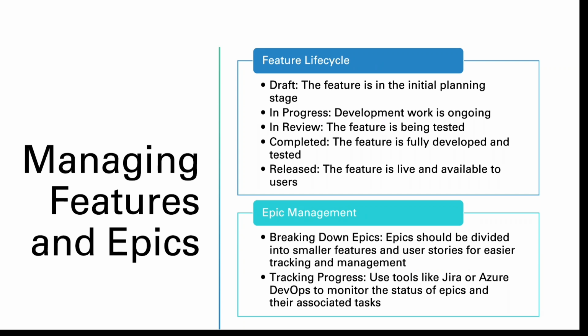And then we have to manage features and epics. So for features we have a feature lifecycle and epic management. Feature lifecycle means we can pre-plan the feature so that it will be there in the pipeline, and we need to manage those things. Then we have statuses like feature in progress, in review, completed, release, which we need to manage. Epic management means we have to break down the epic into small features or user stories for easier tracking and management. We can track that process with the help of Jira, Azure DevOps or another project management tool in a more agile way.